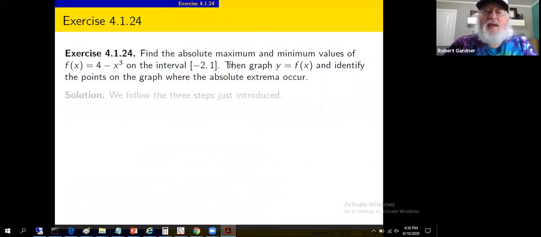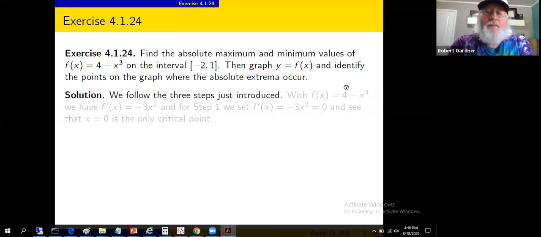Number 24, find the absolute maximum and minimum values of the function f of x equals 4 minus x cubed on the closed and bounded interval, -2 to 1. Then graph it and identify the extrema. Okay. Let's follow the 3 steps. By the way, continuous function, it's a polynomial. Polynomials are continuous. So it's a continuous function on a closed and bounded interval. Excellent. The extreme value theorem says it has an absolute maximum and it has an absolute minimum.